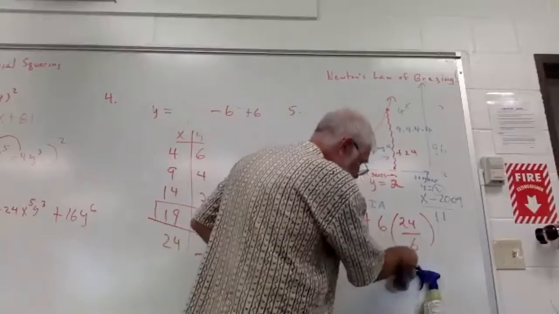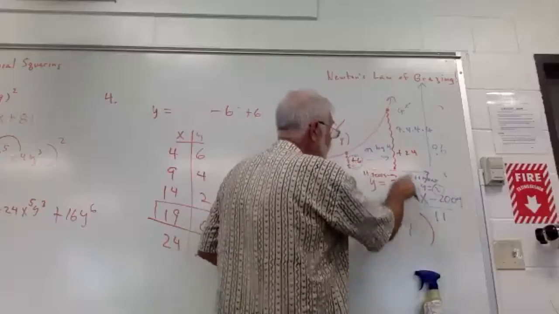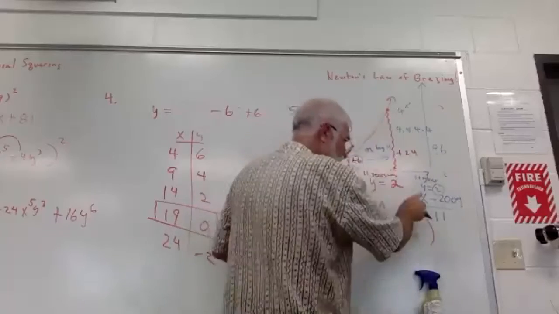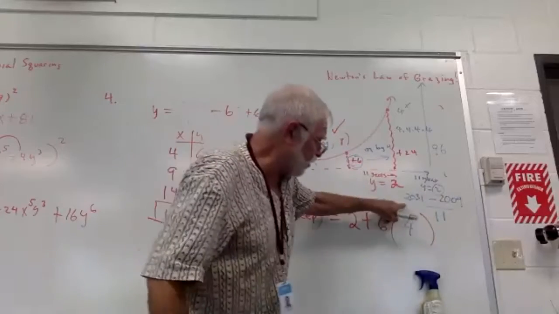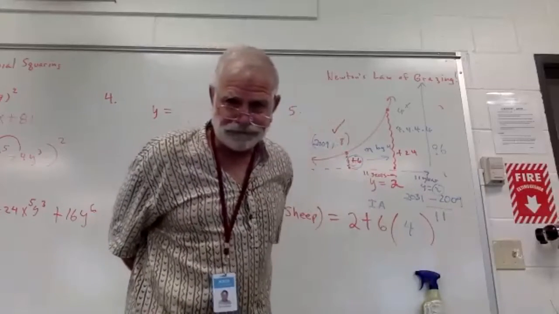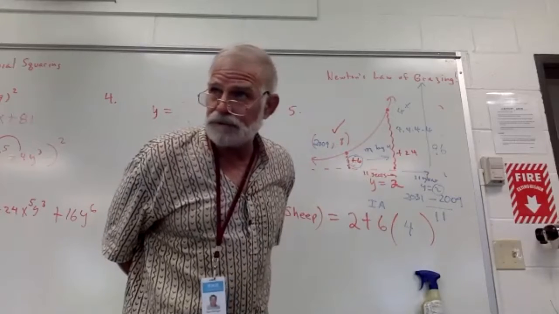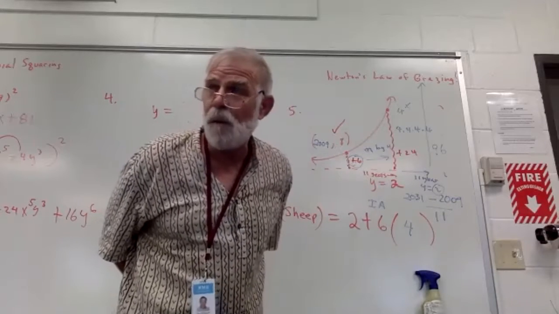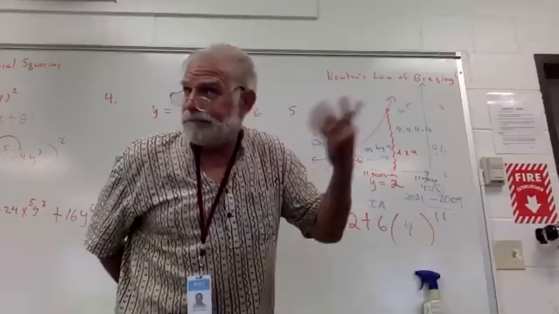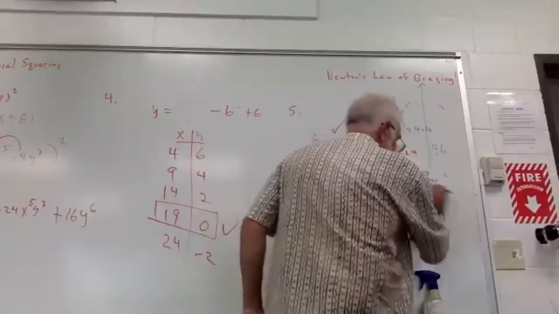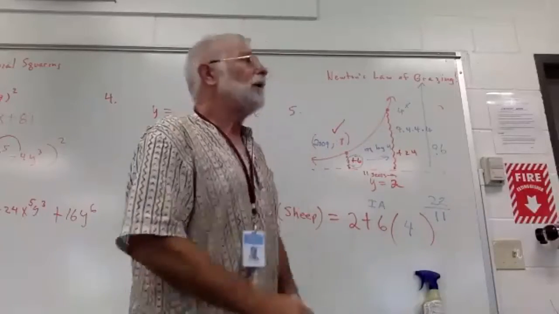Is it okay if I write 24 divided by 6 as the number 4 now? If I go up another 11 years, I was at 2020. Am I not at 2031? So what's 2031 minus 2009? Anybody know? 22 years. What's 22 divided by 11? 2.